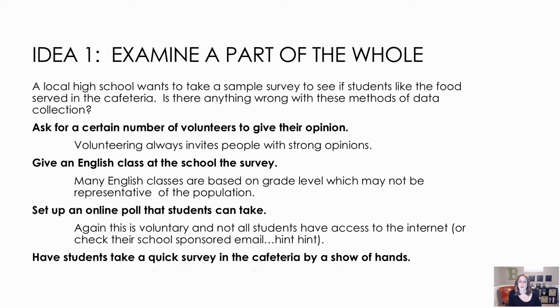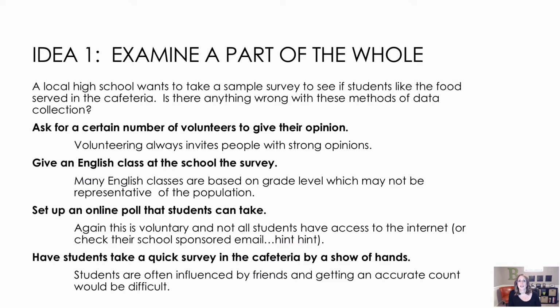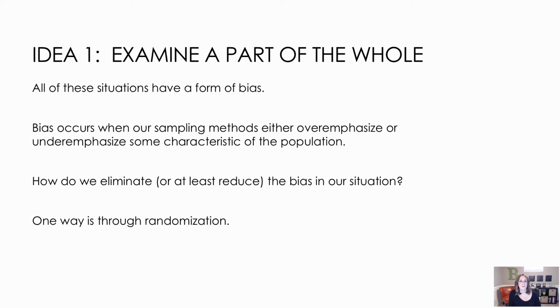And then have students take a quick survey in the cafeteria. Again, this one's not good because students are easily influenced by their peers, and also people who are in the cafeteria would be people who are obviously eating there and probably don't mind the food so much. So the problem is all of these situations have a form of bias. So bias occurs when we have a sampling method that overemphasizes or underemphasizes some characteristic of the population, which means that the results that we're going to get are going to be skewed in some way because we did not do a good job of choosing a proper sampling technique.